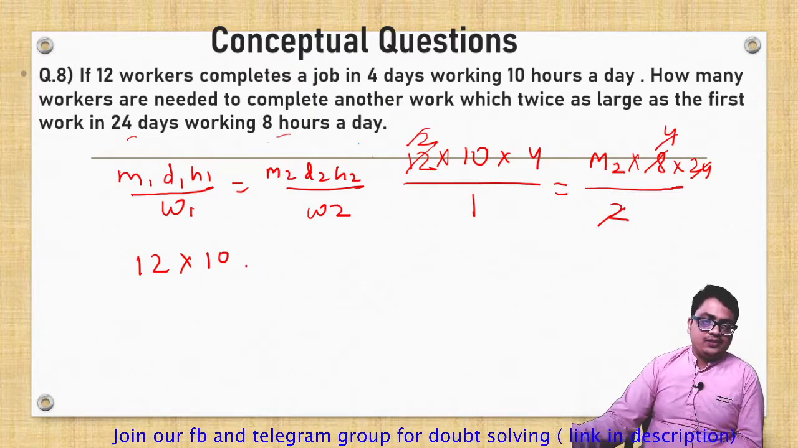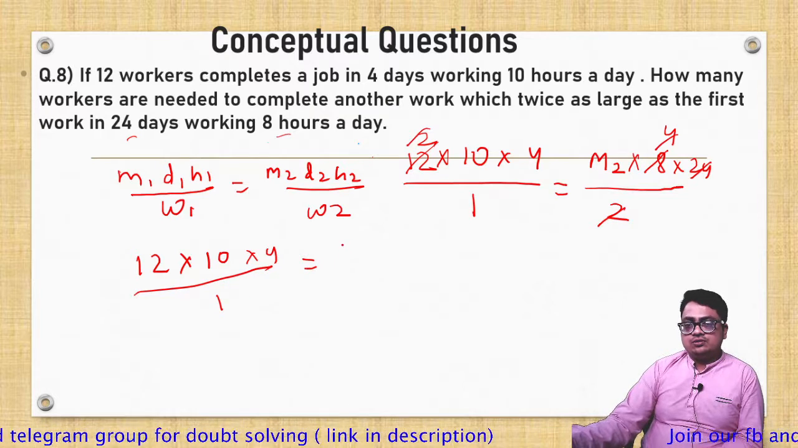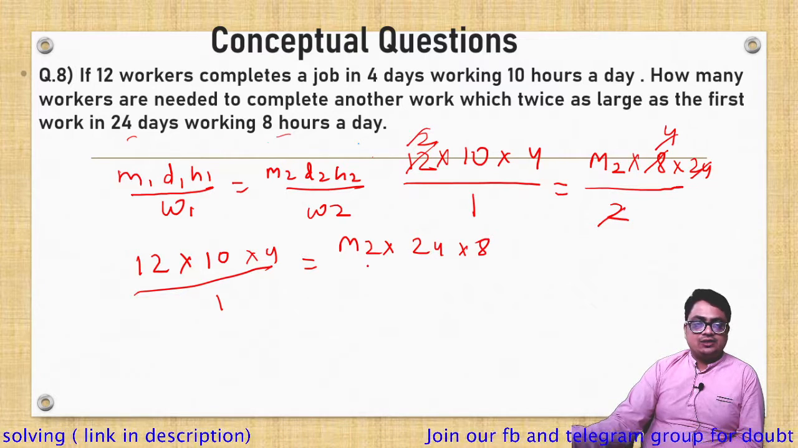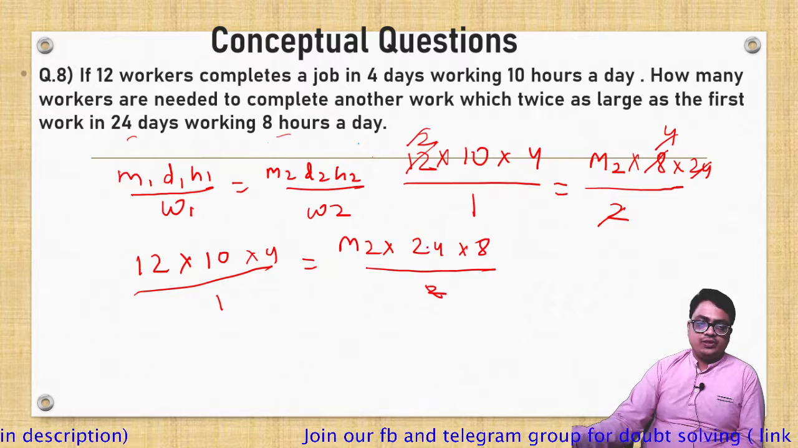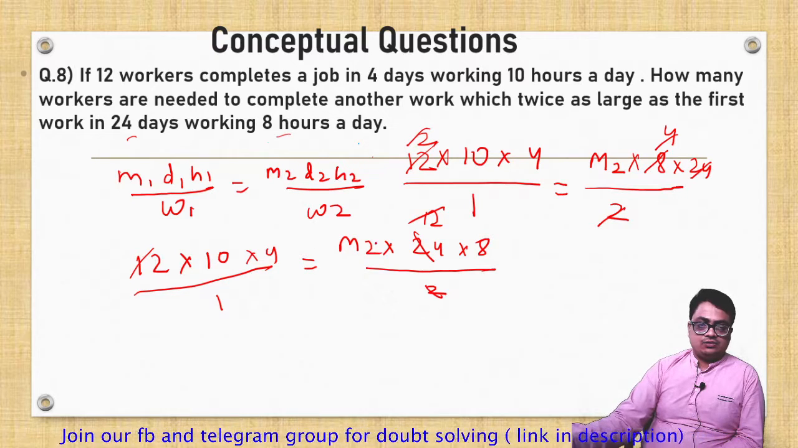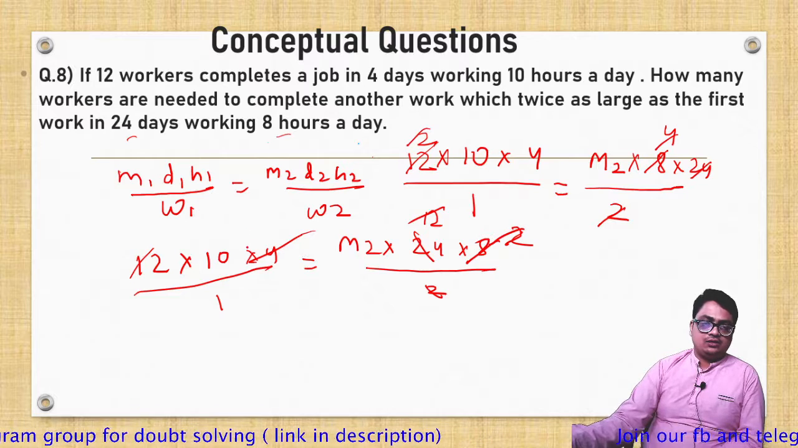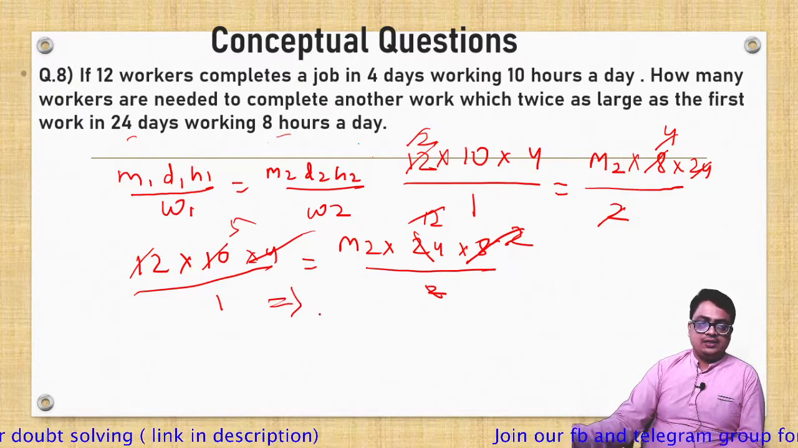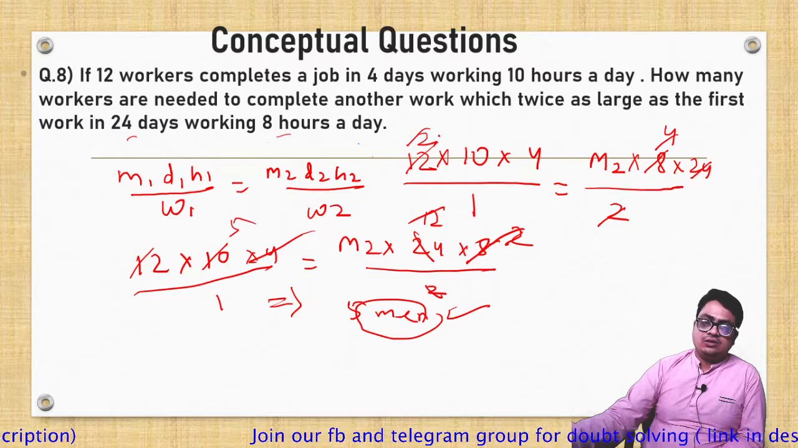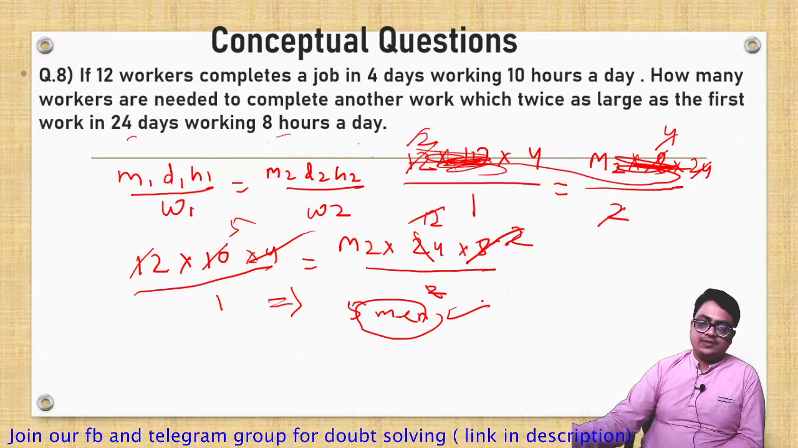So this will be 12 into 10 into 4 divided by 1 equals M2 into 24 days working 8 hours a day, twice as large as the work. So 12 and 12 get cancelled. 4 twos are 8, this will be 2 fives. So this will be 5 men or 5 workers, this will be the answer. There was some error, kindly ignore this. 5 men will be the answer.